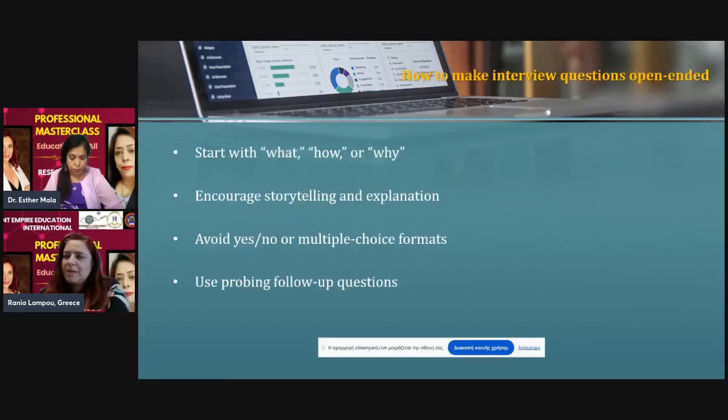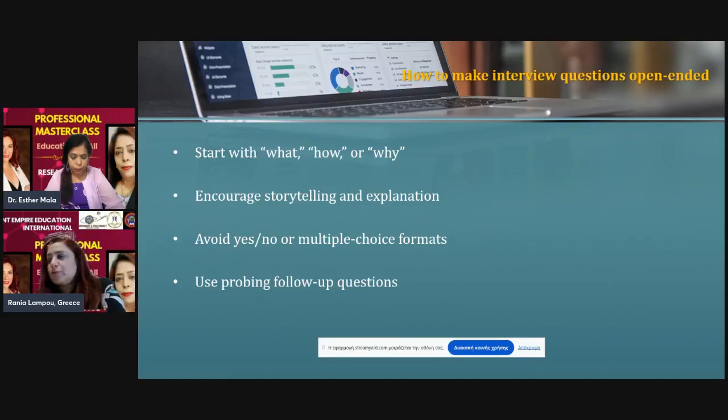Then, how to make interview questions open-ended. Start with what, how, or why, because these words invite elaboration rather than a simple yes or no answer. For example, what challenges have you faced in this role? Try to encourage storytelling and explanation. So ask, for example, about experiences or feelings. So you can ask, can you describe a time when you overcame a difficult problem?